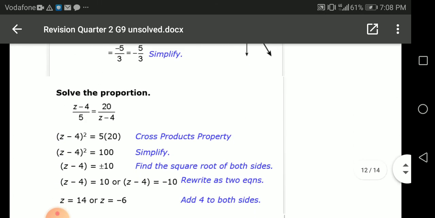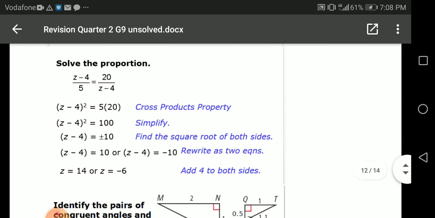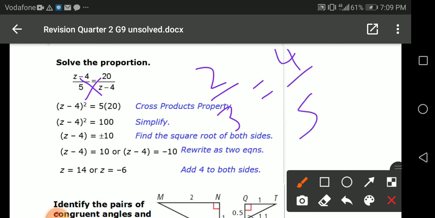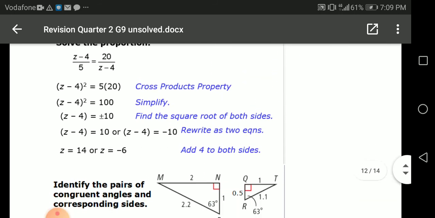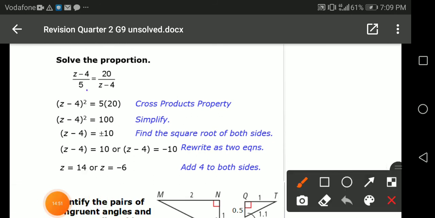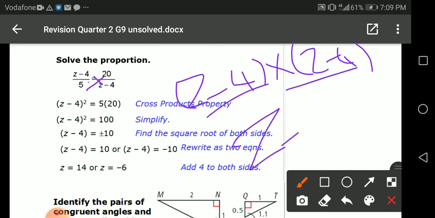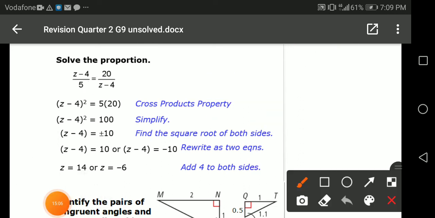And a very easy one. Solve the proportion. Guys, it's very easy. If we have it like this, we use cross multiplication. So z minus 4 times z minus 4. It is repeated 2 times, so can I put it in a bracket and write squared? Of course, because it's repeated 2 times.